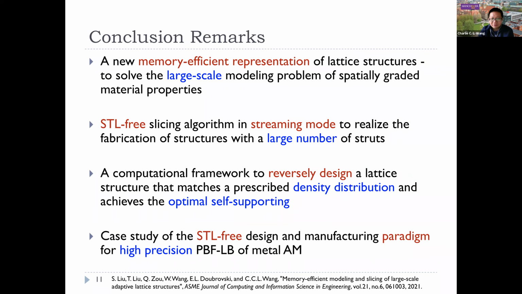And then the computational framework, which can benefit from this kind of memory-efficient representation and also the streaming mode of slicing algorithms, enables the inverse design capability for lattice structures to match a prescribed density distribution, and then achieve optimal self-supporting. And lastly, we also show another case study of this STL-free design and manufacturing paradigm for high precision metal-based SLM additive manufacturing. Okay.